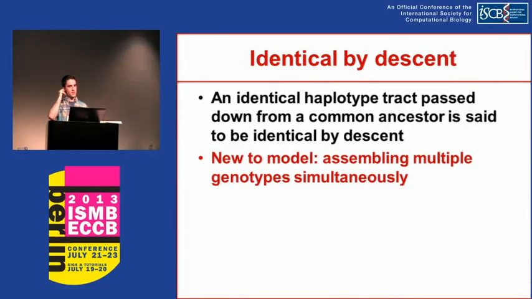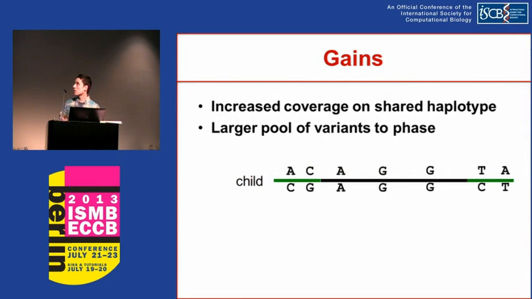Lastly, I'm just going to give the intuition about haplotype assembly and identical by descent tracts. We say that an identical haplotype tract passed down from a common ancestor is said to be identical by descent. And what's new to the haplotype assembly model is you're assembling multiple individuals on one graph simultaneously. So of course you gain the increased coverage on the shared haplotype, but what's more important is you have a larger pool of variants to phase.